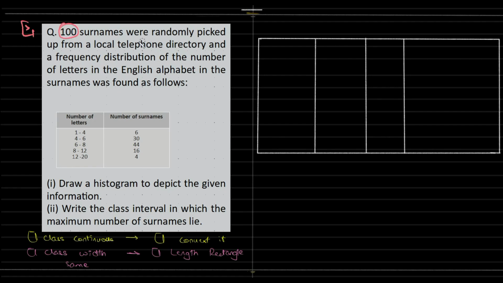100 surnames were randomly picked up from a local telephone directory, and the frequency distribution of the number of letters in the English alphabet in the surnames was found as follows: 1 to 4, 6, 4 to 6. So they picked up surnames, counted how many letters are there, and made a table. Draw a histogram to show the data. Write the class interval in which the maximum number of surnames are there. So that is 6 to 8.